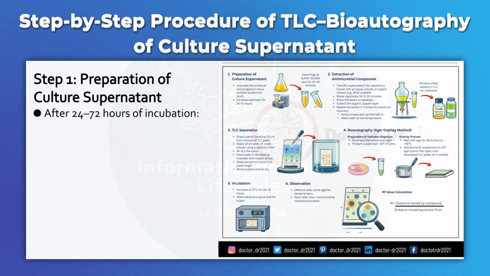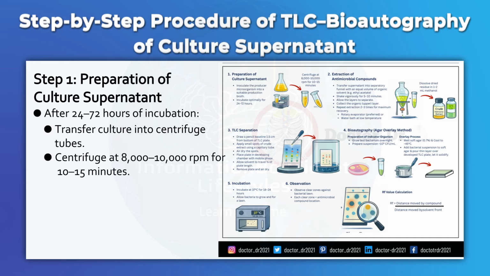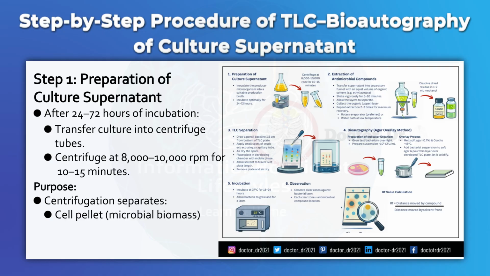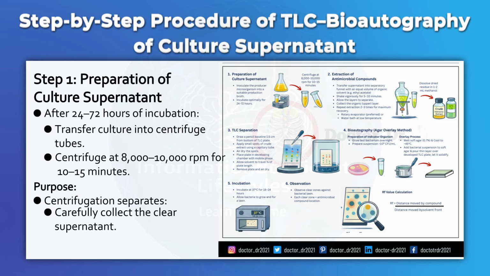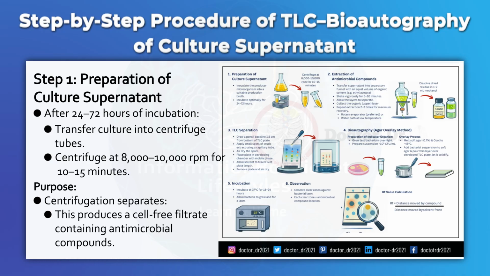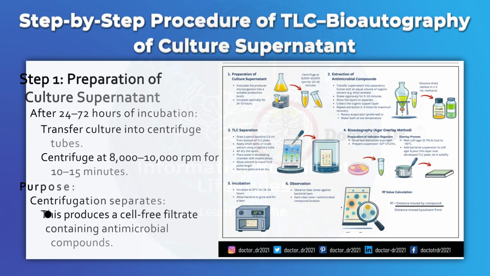After 24 to 72 hours of incubation, transfer culture into centrifuge tubes. Centrifuge at 8,000 to 10,000 revolutions per minute for 10 to 15 minutes. Purpose: centrifugation separates cell pellet, microbial biomass. Supernatant contains extracellular antimicrobial metabolites. Carefully collect the clear supernatant. Filter through Whatman filter paper or membrane filter. This produces a cell-free filtrate containing antimicrobial compounds.